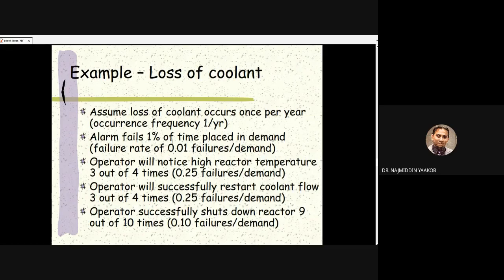Okay, before that, these are the values. The value of lambda A, loss of coolant, the occurrence frequency is 1 over 1 year. So this is lambda A. And the alarm for the safety function to fail is 0.01. Operator notice of high reactor temperature, the failure is 0.25, and so on. So we extract all this information into an event tree diagram.